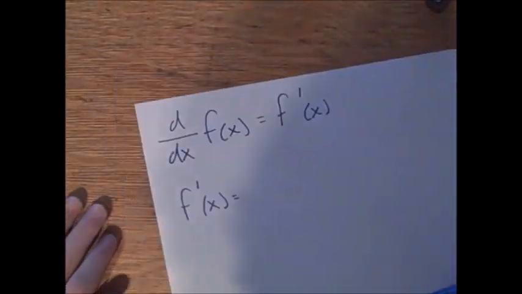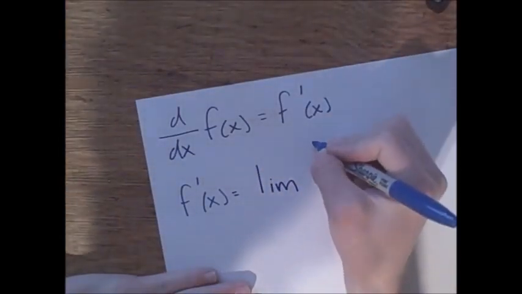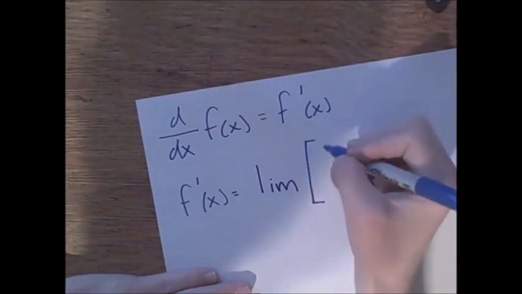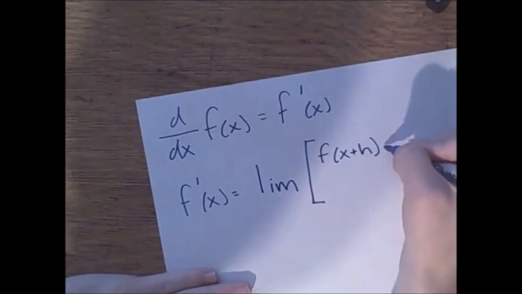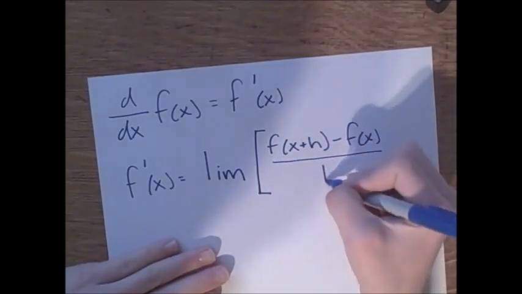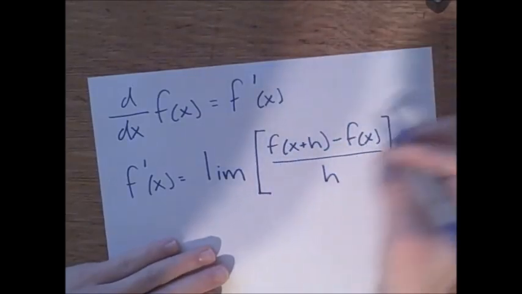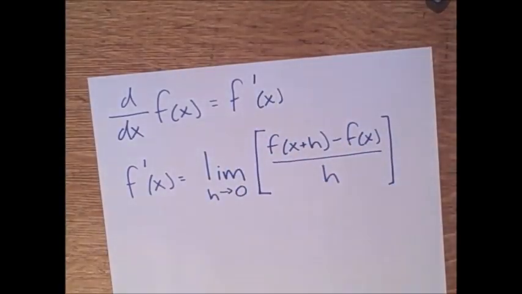So what we're going to do here is we're going to have a limit. I know how much you guys love those. The limit of what? The limit of f of x plus h minus f of x, all over h, as h approaches 0. And that is the definition of the derivative. That is how you will find the tangent line at any point.